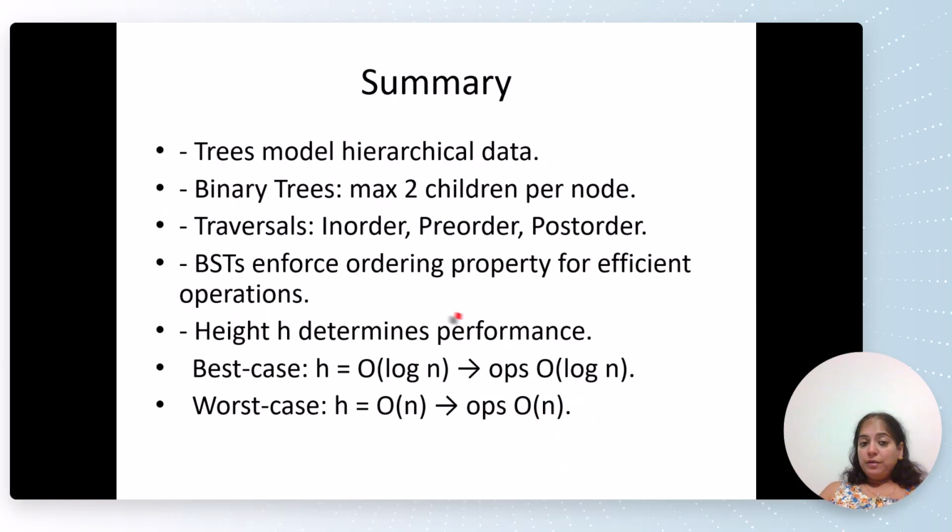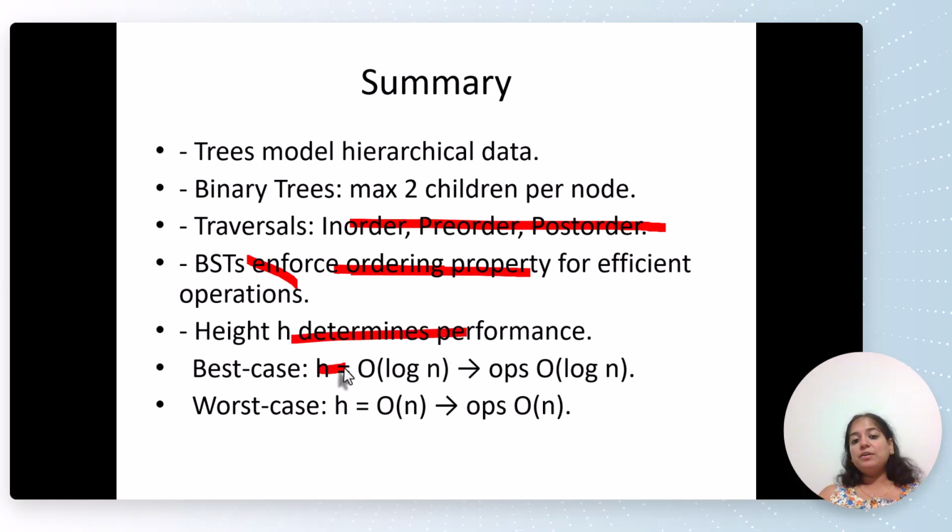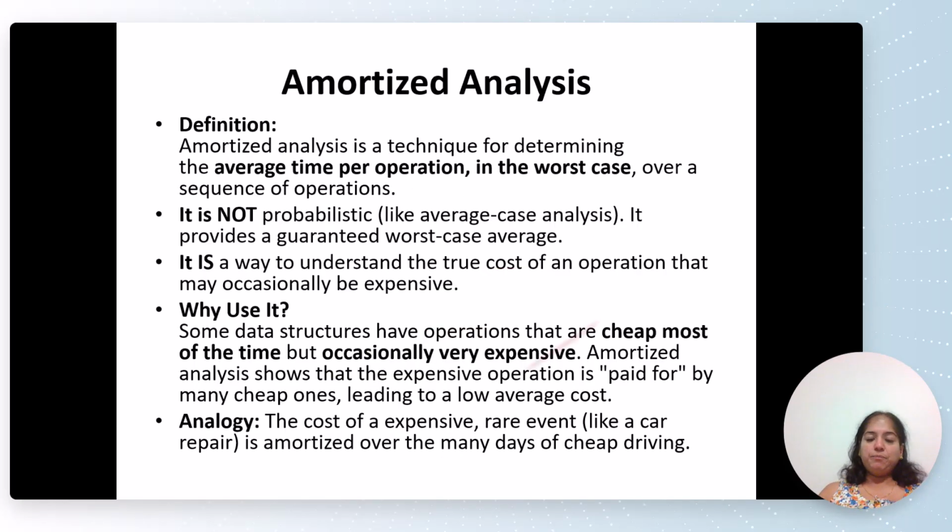So if we summarize, trees model hierarchical data. In a binary tree, each node can have at most 2 children. Traversals are in-order, pre-order, and post-order. In a binary search tree, we enforce the ordering property. Height determines the performance. For the best case, the height of the tree is big O of log n, and for the worst case, the height of the tree is big O of n. Then, let's move on to the next topic, which is amortized analysis.